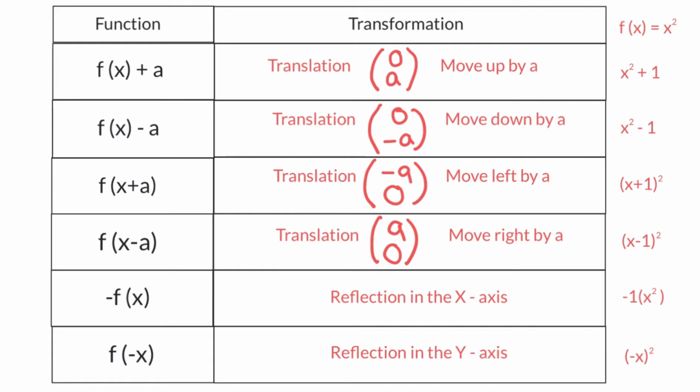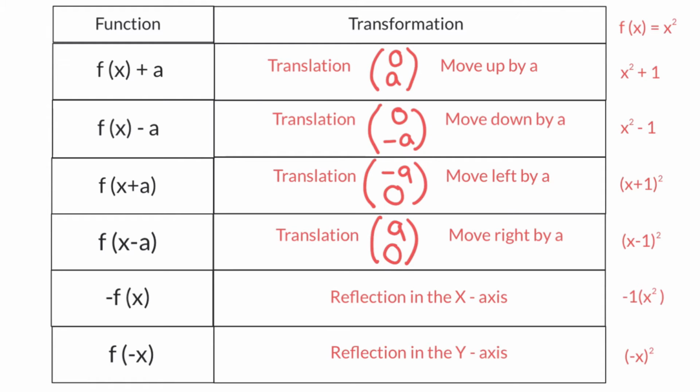If we add 1 after the function, so we square x and then add 1, the graph becomes x squared plus 1, so the graph will move up one number. If we minus 1 after the function, so the graph becomes x squared minus 1, the graph will move down one number. If we add 1 before we square x, so the line becomes (x plus 1) all squared, then the graph will move to the left by one number. If we minus 1 before we square it, so the graph becomes (x minus 1) all squared, then the graph will move one place to the right.